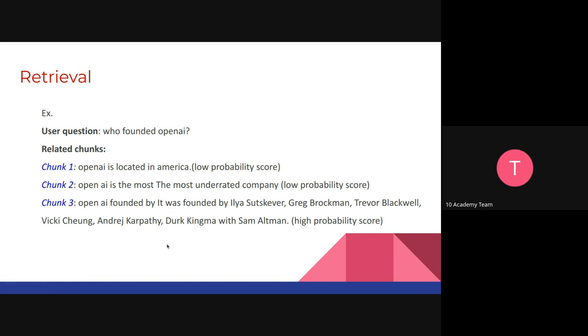So you have to test to check how your retrieval is really retrieving the most relevant answer for the user question, using as many different methods as you want. So this number three chunk has a high probability score and is the most likely answer for the question. So you have to see it this way.